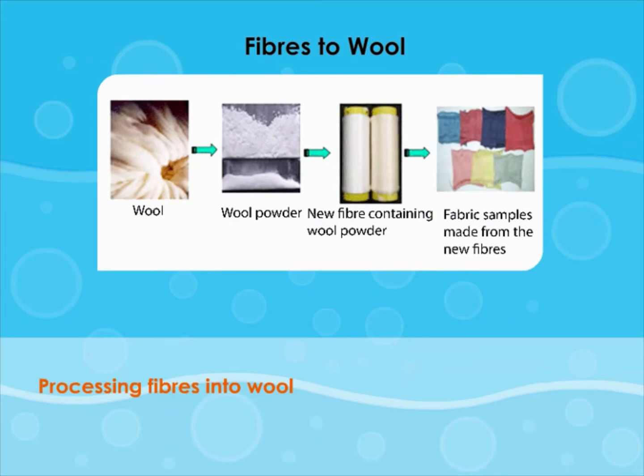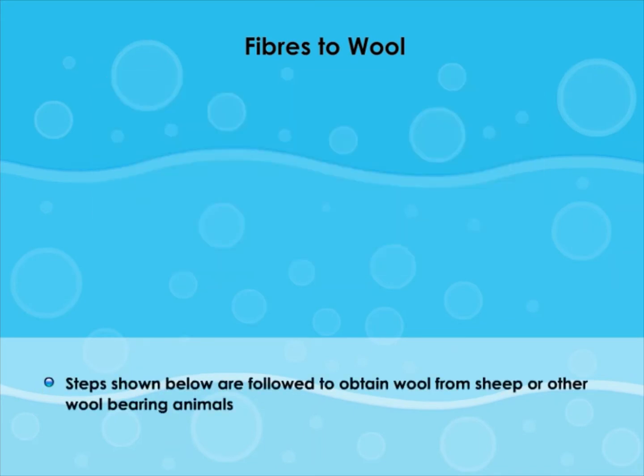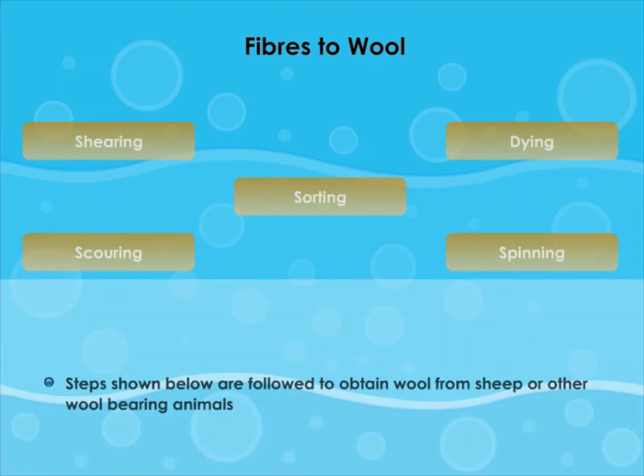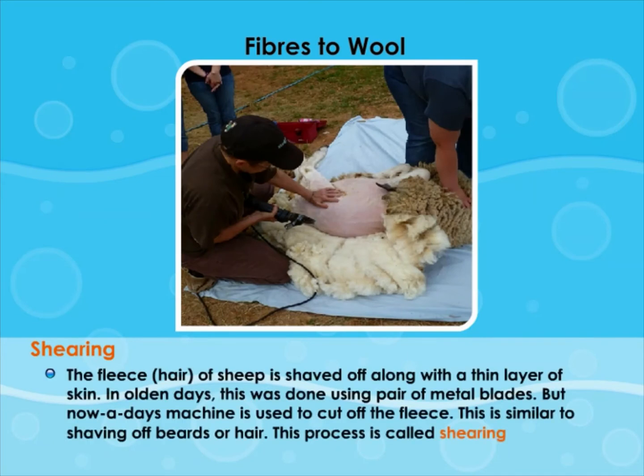Processing fibers into wool. Steps shown below are followed to obtain wool from sheep or other wool-bearing animals. Shearing, scouring, sorting, dyeing, spinning. Shearing. The fleece, hair of sheep, is shaved off along with a thin layer of skin. In olden days, this was done using a pair of metal blades, but nowadays machine is used to cut off the fleece. This is similar to shaving off beards or hair. This process is called shearing.